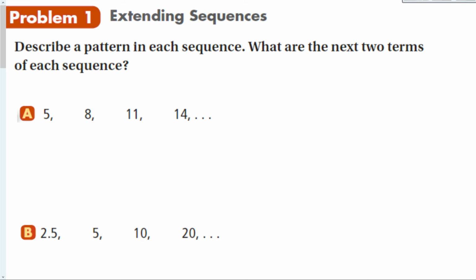Well, if I look at the first one, I've got to figure out how I'm getting from 5 to 8, and if that works to get to 11 and to 14. Well, to get from 5 to 8, I'm just adding 3. And then plus 3 again, and plus 3. So to get each of the next two terms, we are adding 3. So very simply, to get the next two terms in the sequence, we add 3 to 14. So we get 17 and then 20. Okay.